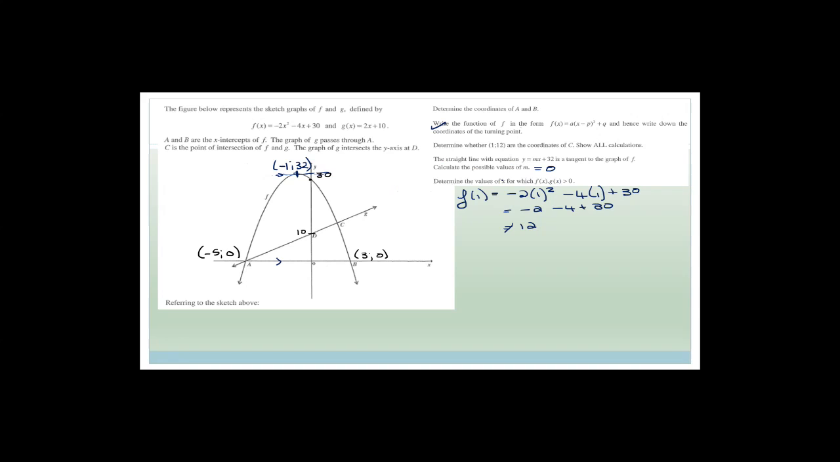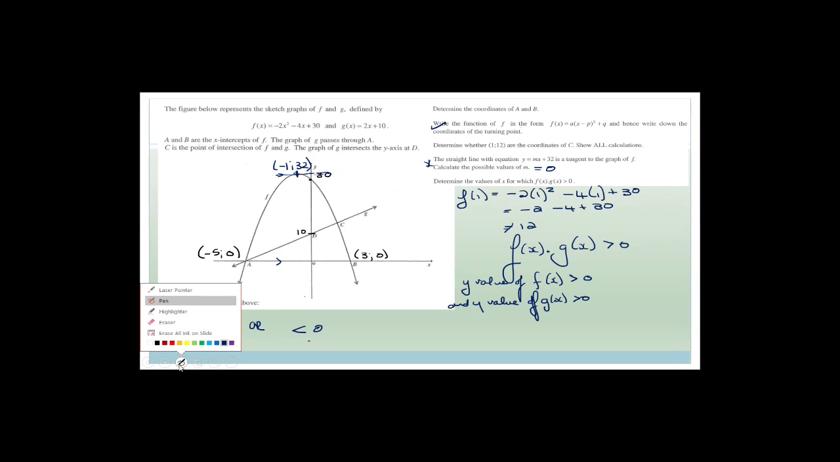Okay, now to determine the values of x for which f of x multiplied by g of x is greater than zero. That was a nice question, I like that one. Let's think about this. They want the values for which f of x multiplied by g of x is greater than zero. In other words, the y value of f of x has to be greater than zero and the y value of g of x has to be greater than zero, or they both have to be negative, smaller than zero. So let's have a look at it.